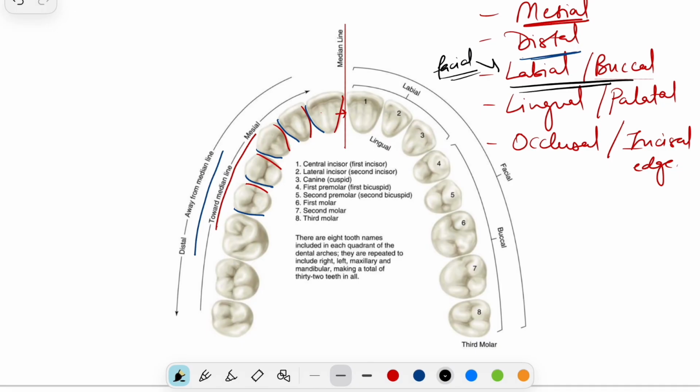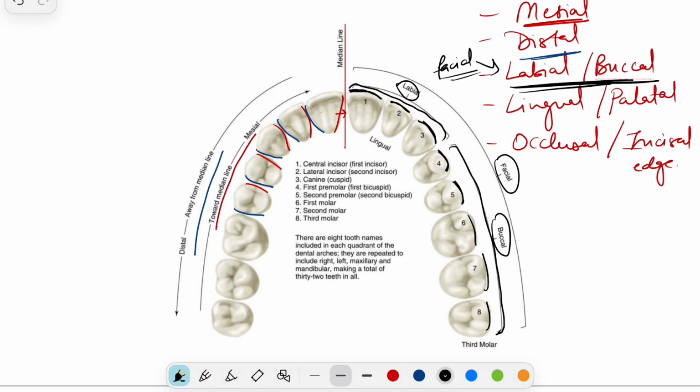Okay, and yeah, so the facial, that is towards your outer face, that will be your facial surface. Now we have labial and buccal surface. So one that's towards the mucosa of the lip is your labial surface, and then the one that's towards the mucosa of your cheek, that is your buccal surface. Okay, so in the posteriors you call it buccal surface, and in the anteriors, you call it your labial surface, and in common, that's the facial surface.